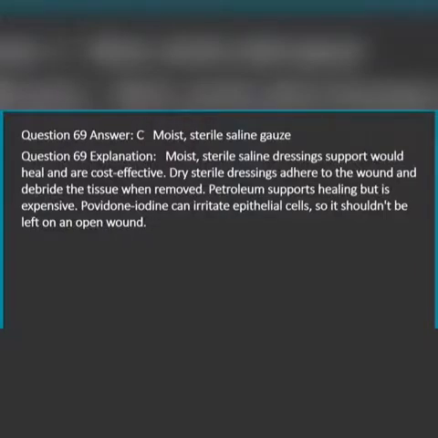Question 69 Explanation: Moist, sterile saline dressings support wound healing and are cost-effective. Dry sterile dressings adhere to the wound and debride the tissue when removed. Petroleum supports healing but is expensive. Povidone iodine can irritate epithelial cells, so it shouldn't be left on an open wound.